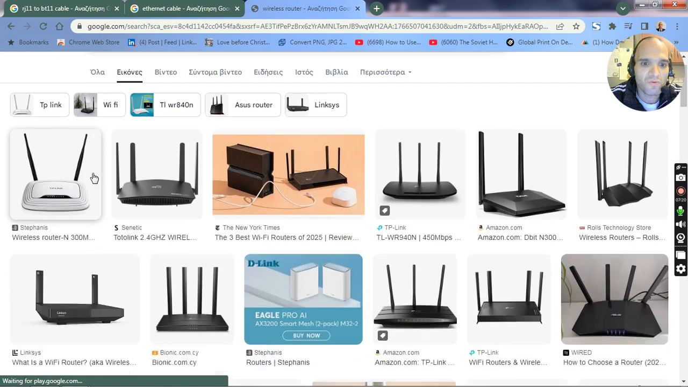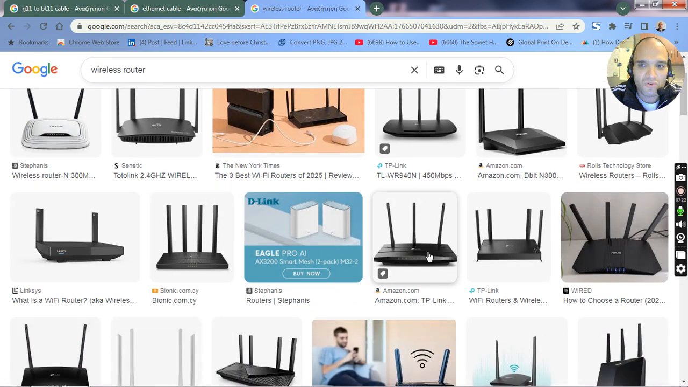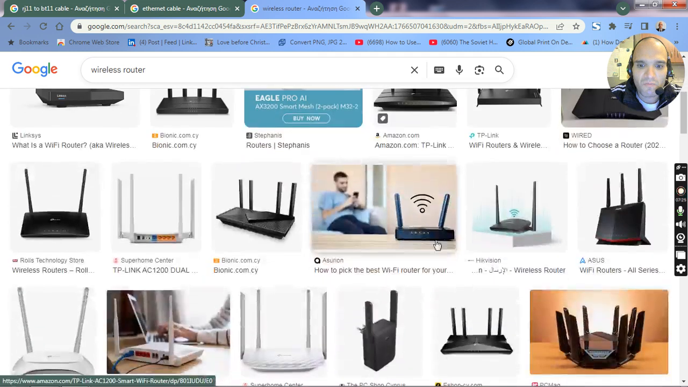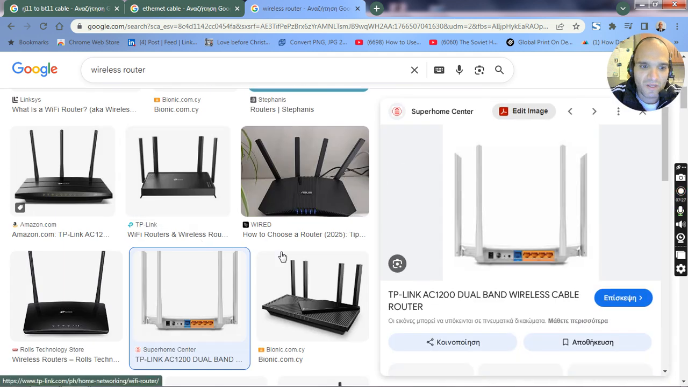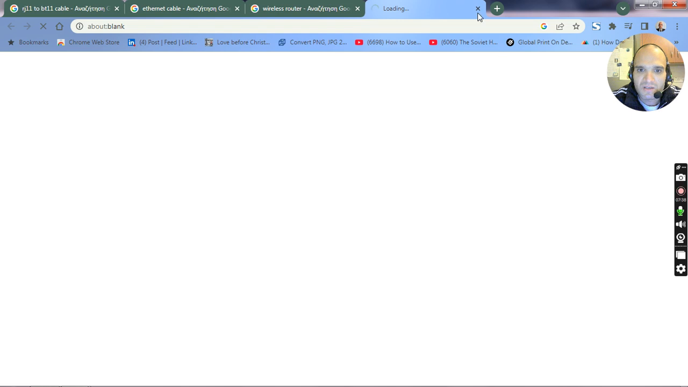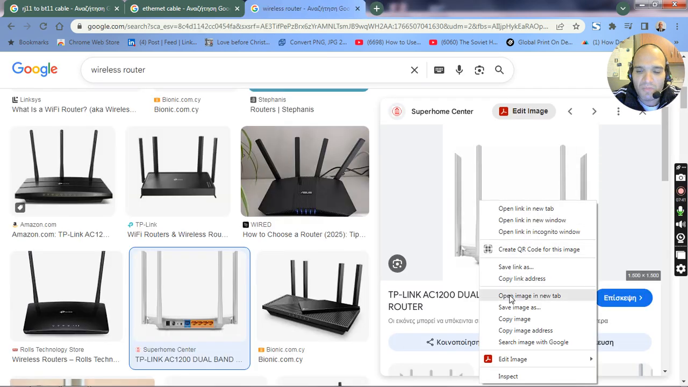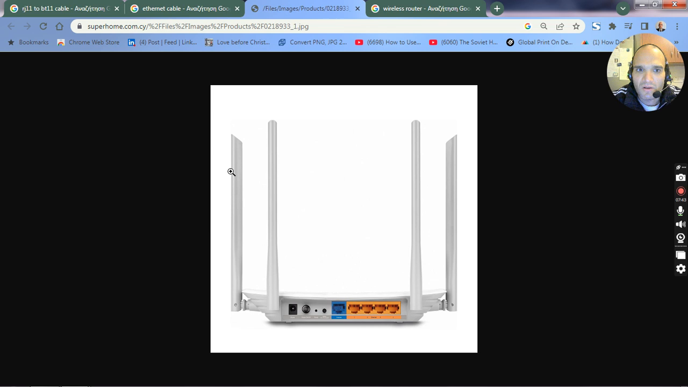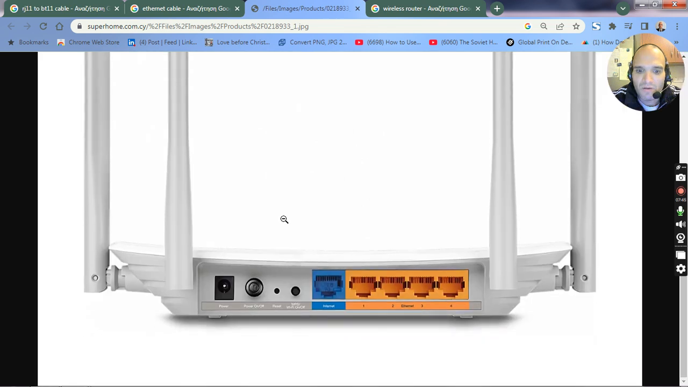Let's go to images. So we may purchase, let's say, a device like the TP-Link AC1200 dual band wireless cable router. So let's have a bigger, a more clear view of the backside of the particular device. So what we can do is the following.